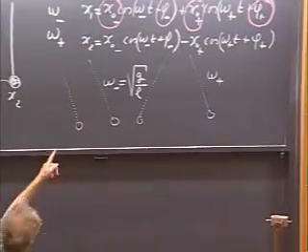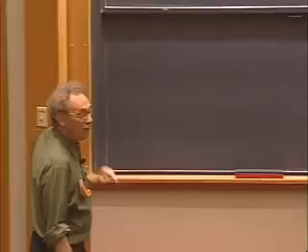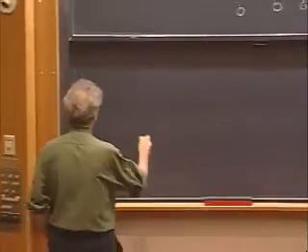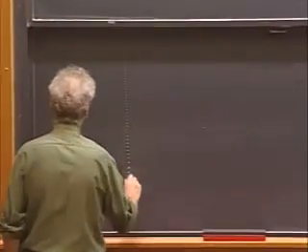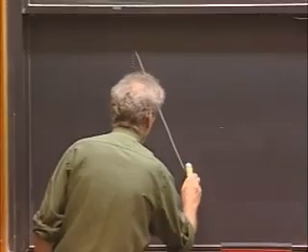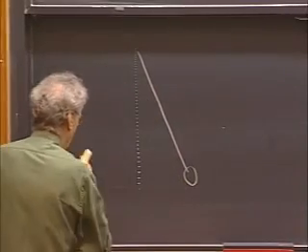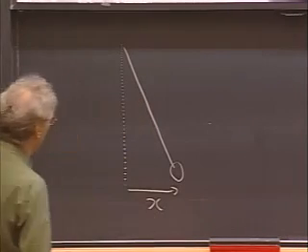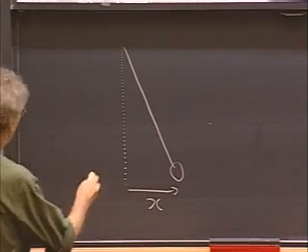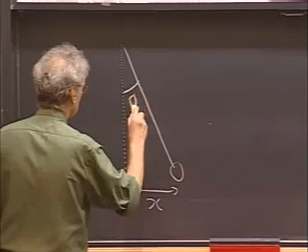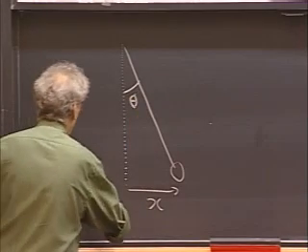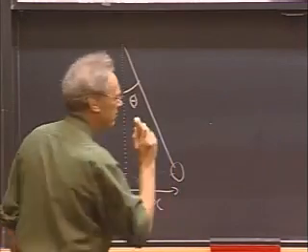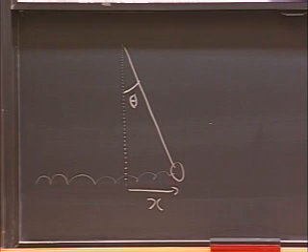And I will only make a drawing of one of those pendulums. I don't need them both. So here is one of those pendulums. And let this separation, this distance be x from equilibrium. And I call this angle theta. And so here is that spring. And the other one is on the other side.